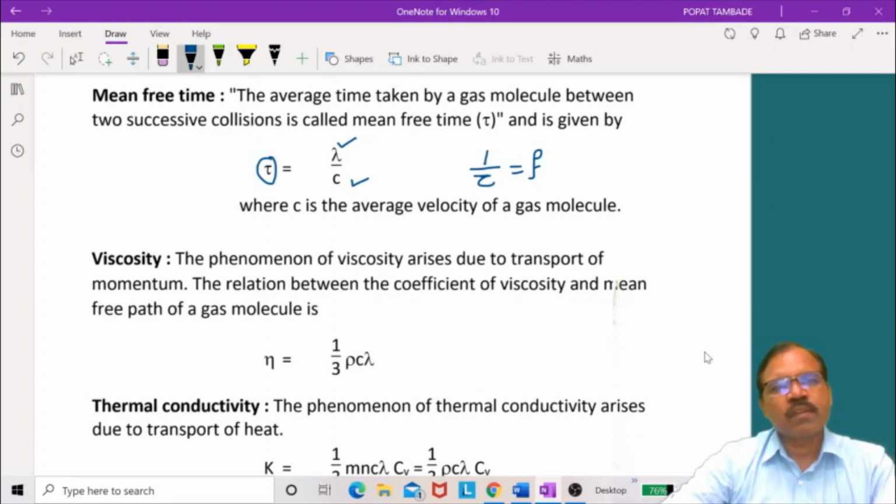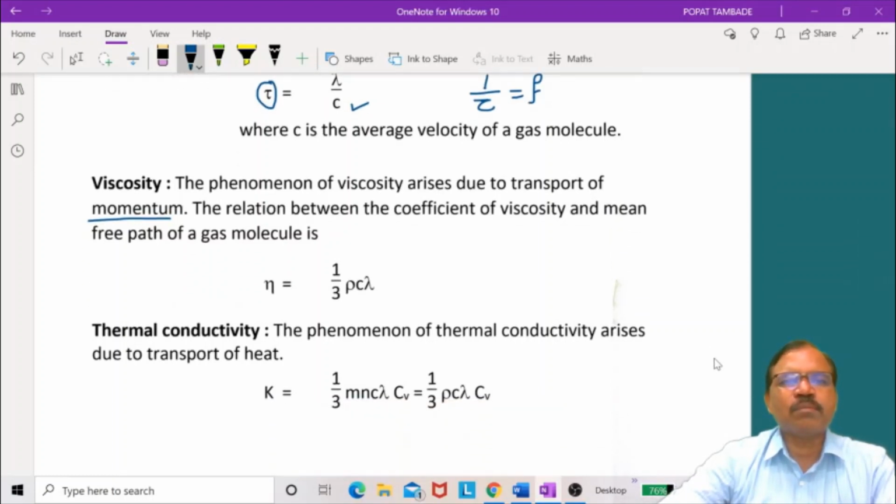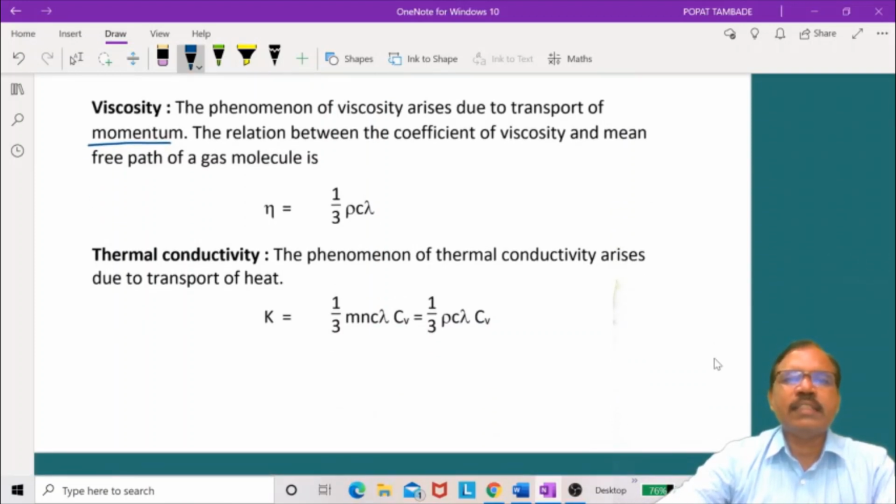Viscosity of gas. The phenomenon of viscosity arises due to transport of momentum. The relation between the coefficient of viscosity and mean free path of a gas molecule is given as eta is equal to 1/3 rho c lambda, where lambda is mean free path, c is RMS velocity, and c is generally root of 3 RT upon m, where R is gas constant, T is temperature in degree Kelvin, and m is molecular weight of the gas.